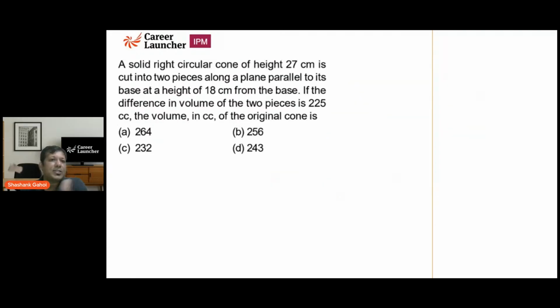Now, let's move on to this one. Now it says that a solid right circular cone of height 27.